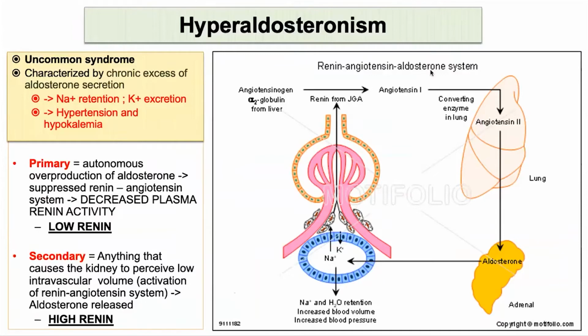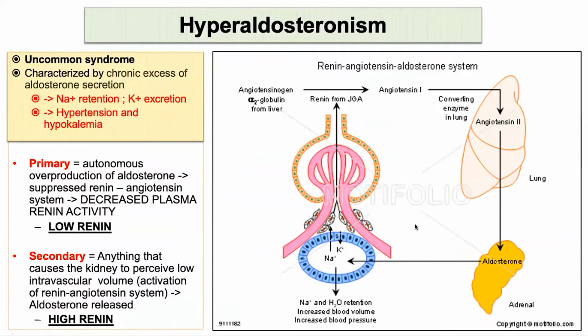The renin-angiotensin system will convert angiotensinogen to angiotensin 1 and then into angiotensin 2. This will stimulate aldosterone production. So the body's aldosterone increases due to this, not directly from the adrenal cortex. We call this secondary hyperaldosteronism.